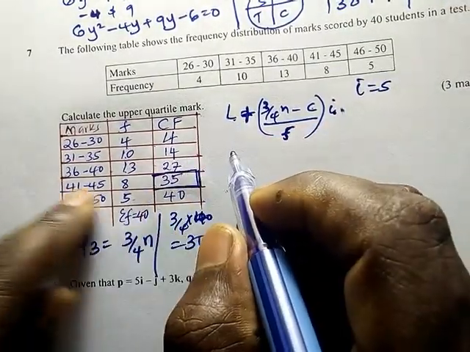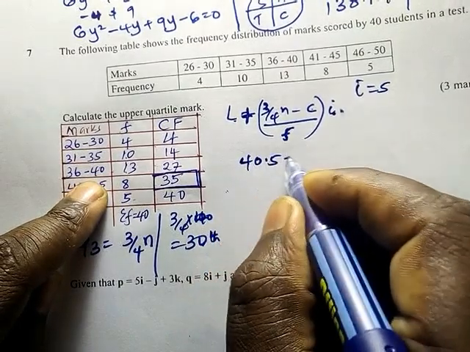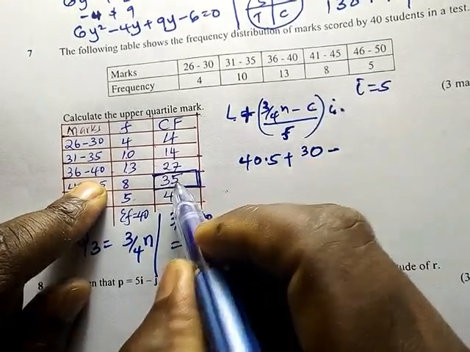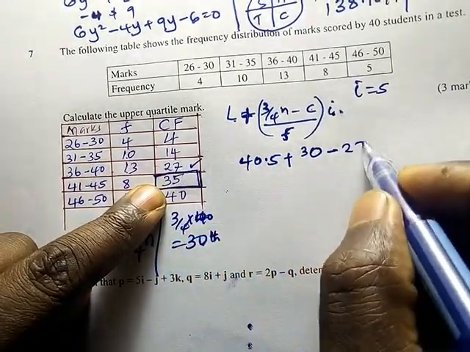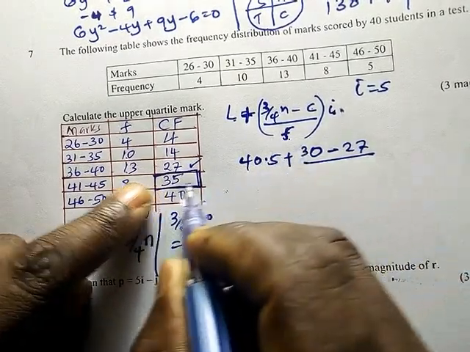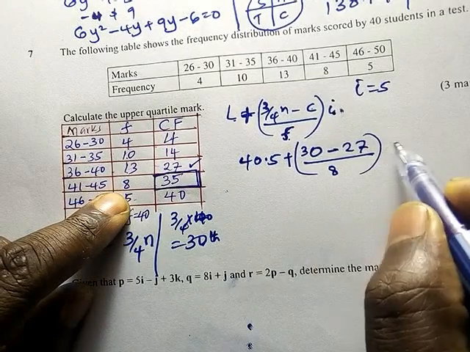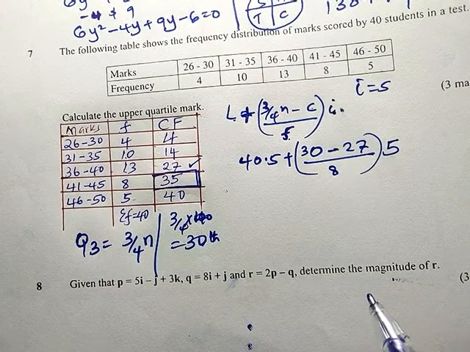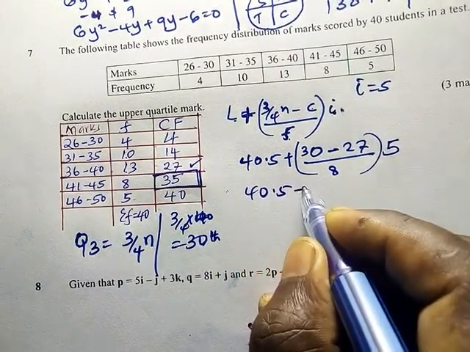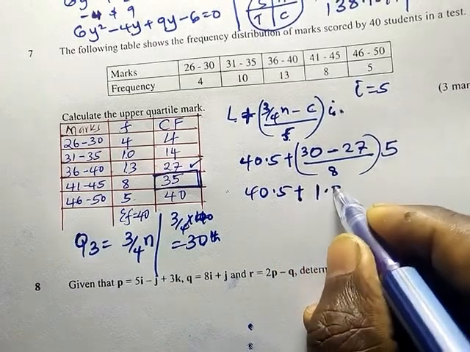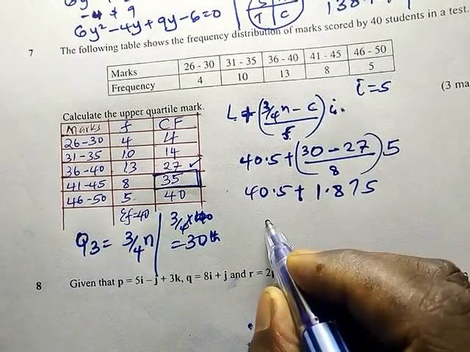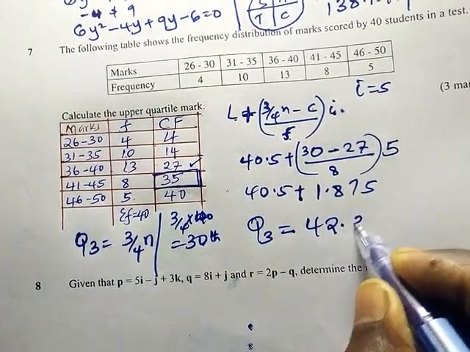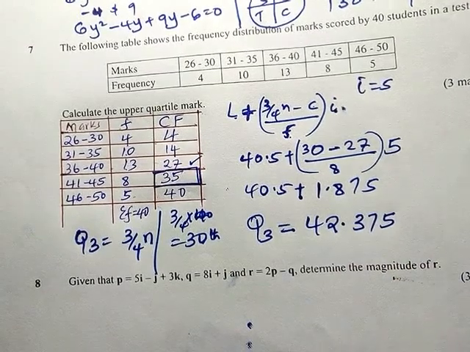So our lower limit here is going to be 40.5 plus (3/4 of 30, which is 30, minus the cumulative frequency above, 27) divided by the frequency in that class, which is 8, times the class interval. And this one will now be 40.5 plus 1.875. And the upper quartile Q3 is equal to 42.375.